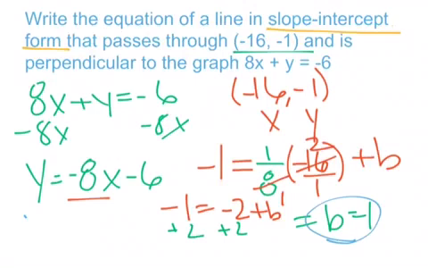So let's plug this in. Our new perpendicular line to this right here is going to be y equals positive 1 over 8x plus 1. So this is your perpendicular line to this original line right here. Remember, you had to put that in slope-intercept form. You can't compare forms if they're not in the same form.